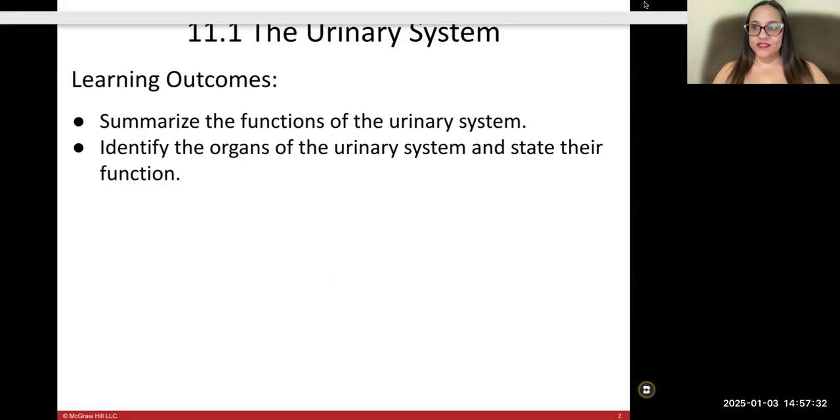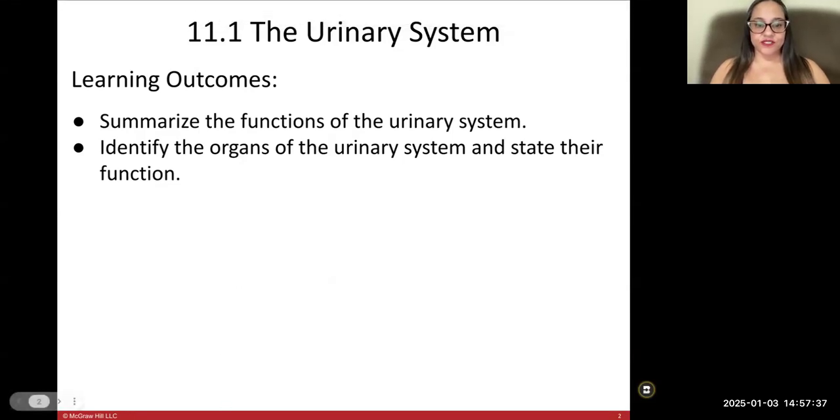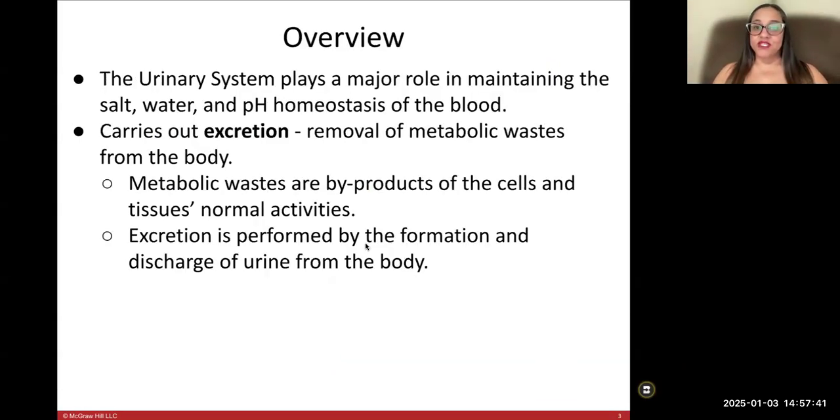As always, the first section is an overview of the functions and the general structures. The urinary system plays a major role in maintaining the salt-water pH homeostasis of the blood. It carries out excretion, which is the removal of metabolic wastes from the body. Metabolic wastes are byproducts of the cells and tissues' normal activities. All of our cells and tissues generate this waste, and we have to get rid of it somehow. Our urinary system helps with that. And excretion is performed by the formation and discharge of urine from the body.